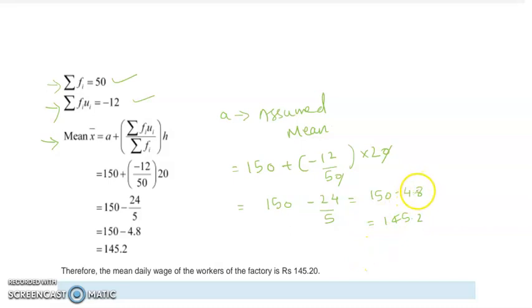I hope students have followed. So therefore the mean daily wage of the workers of the factory is rupees 145.20. Now just repeat this question again without seeing the solution, and understand it carefully. In case there is anything which is not clear, let me know, and then we'll proceed with the next question.